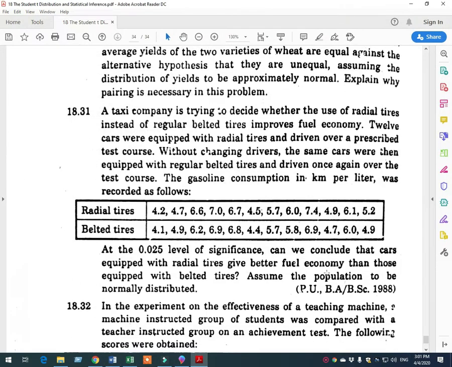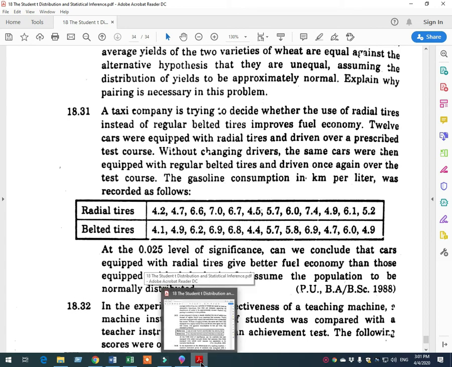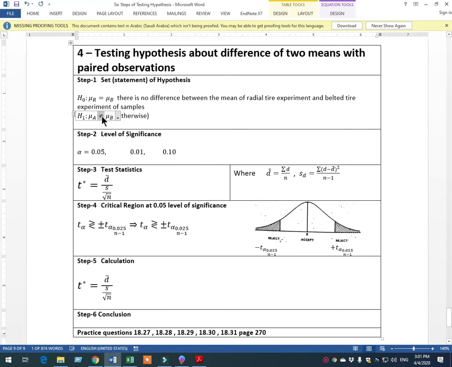Let's see again. It is clearly mentioned that the radial tire gives better fuel economy. Then the radial tire mean would be higher than the belted tire mean. So that is radial tire, and that would be definitely more than belted tire. So that is our hypothesis set. This is our hypothesis statement. That is a very important thing to be set very wisely.